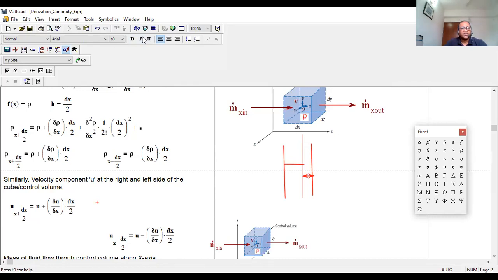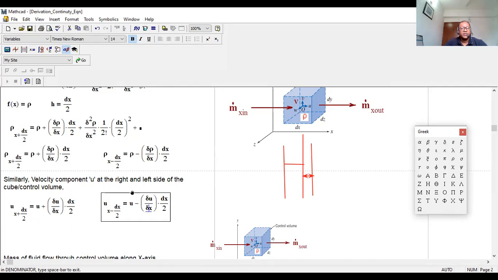Then this one is u at the left side. The distance is dx by 2, but this is minus. That's why you put minus over here.